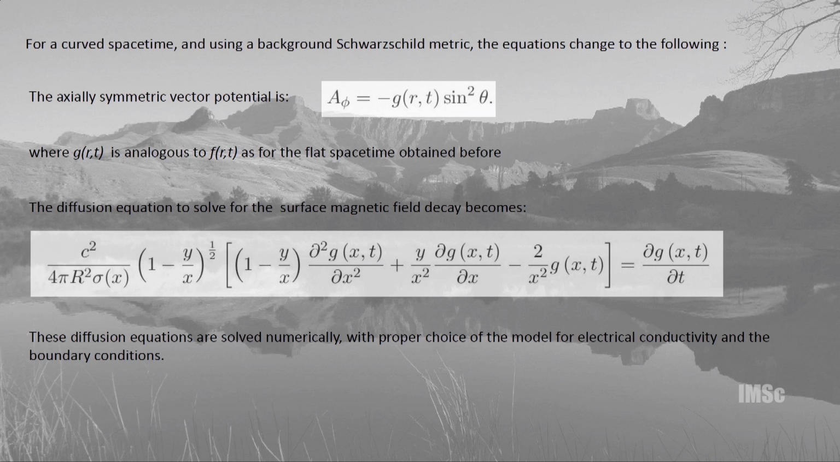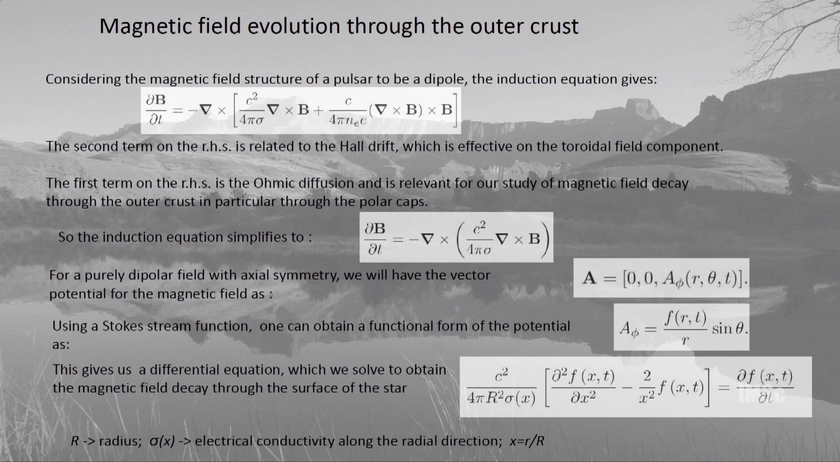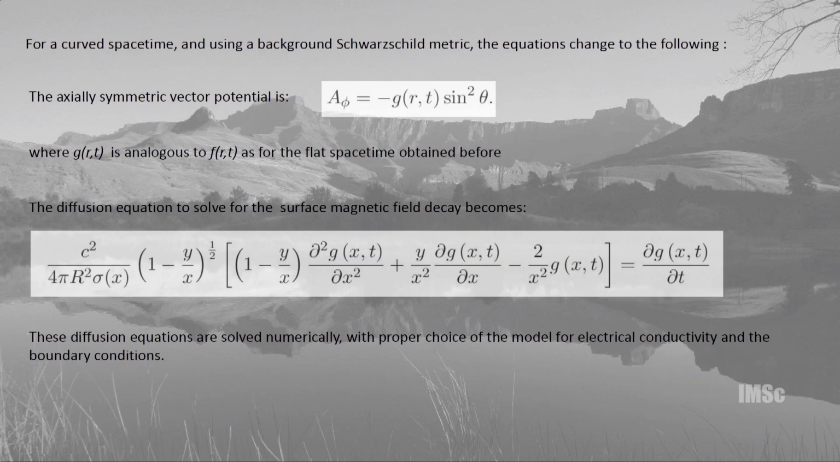It makes life simple also, when you work out the equations, and then after some manipulation, we find that the vector potential in the phi direction can take this form, which is a little bit different from our flat space-time form. And from there, this function g of r,t has the same functional form as the f of r,t which we had for the flat space-time. And with that, we also find the diffusion equation of this kind. So then what we did, we had to solve it numerically.